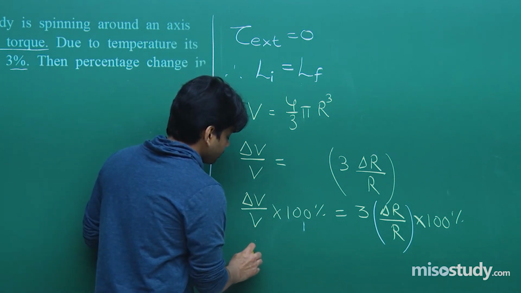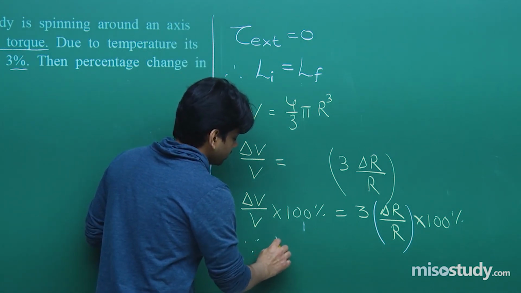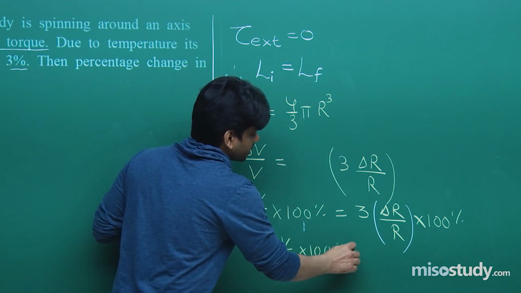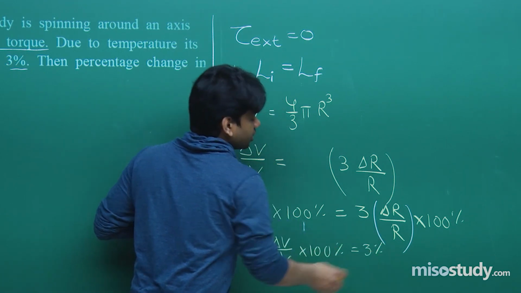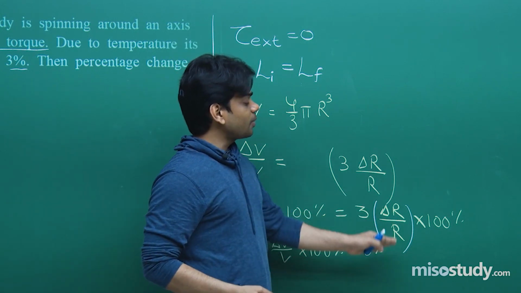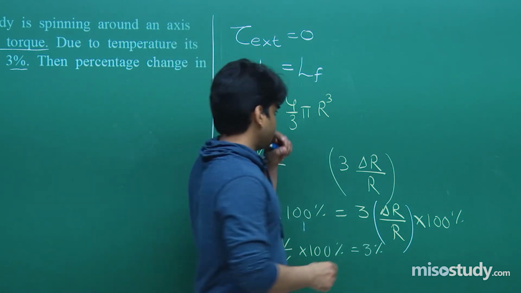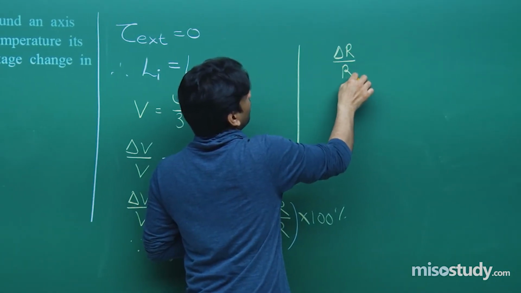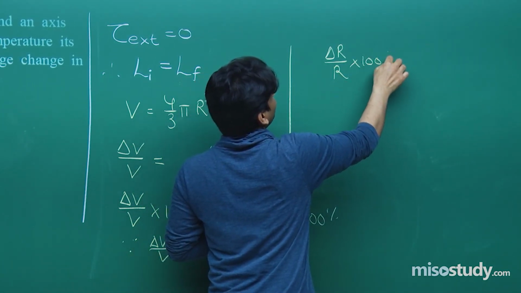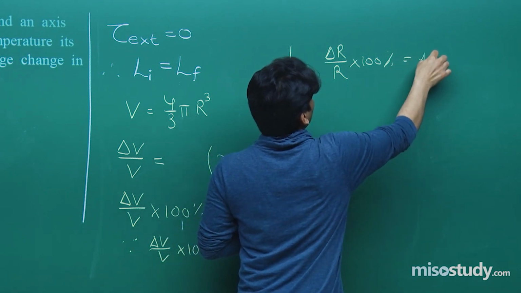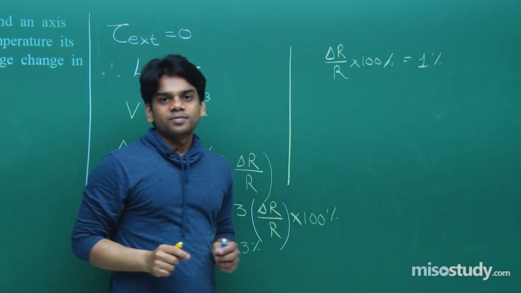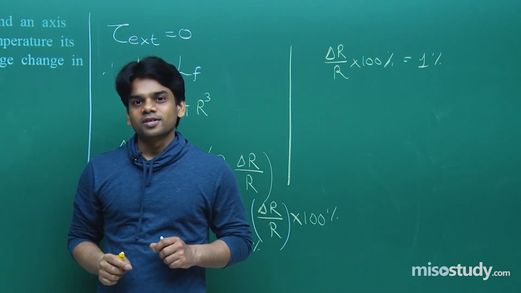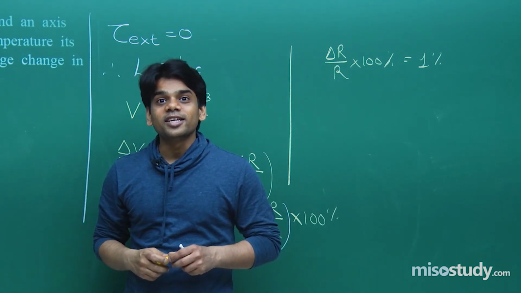Since ΔV by V into 100% is equal to 3%, easily you can make out ΔR by R will be 1%. ΔR by R multiplied by 100% will be equal to 1%. That is, the radius will be increased by 1%. Now we have got the change in the radius.